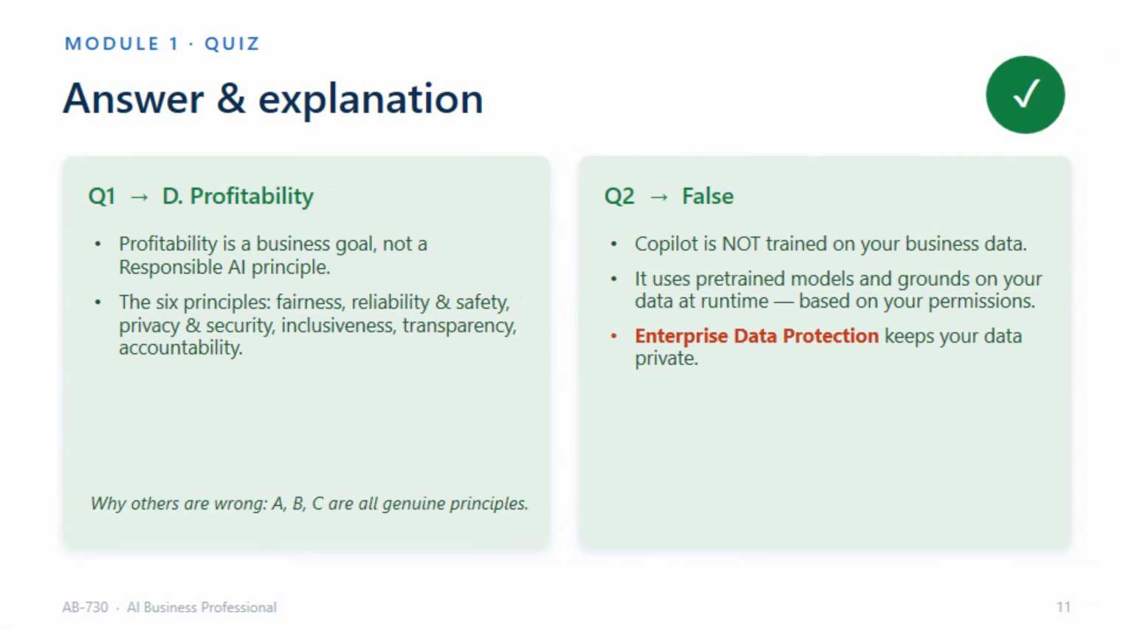The answer to question 1 is D, profitability. The 6 principles are fairness, reliability and safety, privacy and security, inclusiveness, transparency, and accountability. For question 2, the answer is false. Copilot is not trained on your business data. It uses pre-trained models and grounds on your data at runtime, respecting permissions and enterprise data protection.